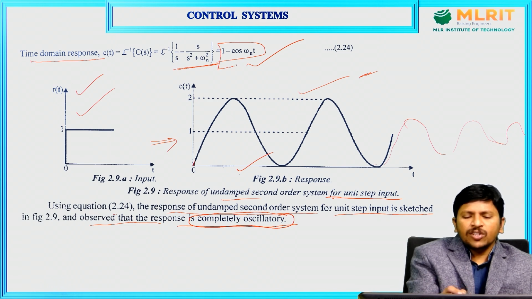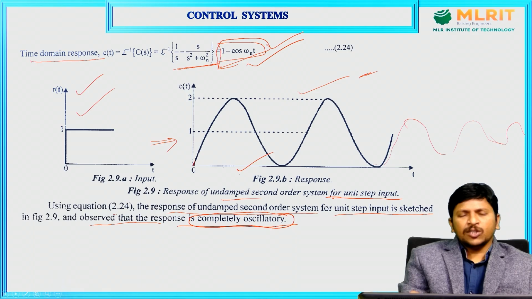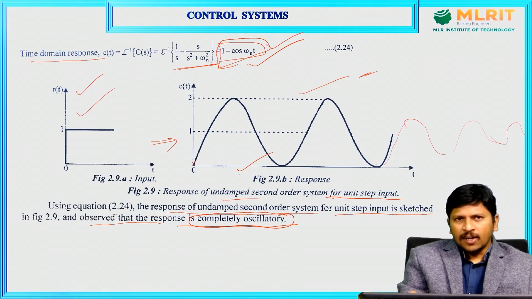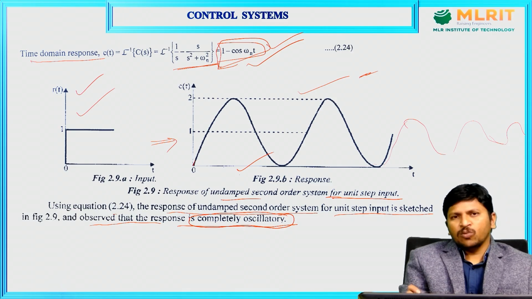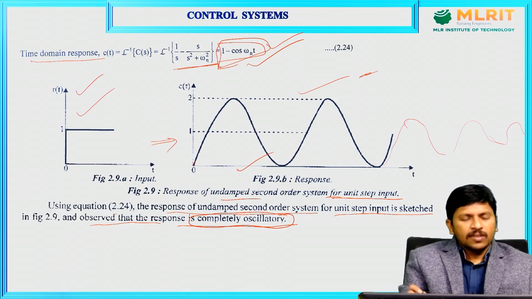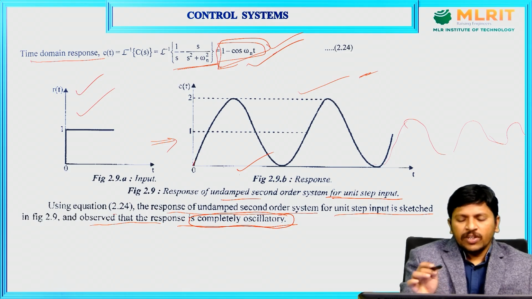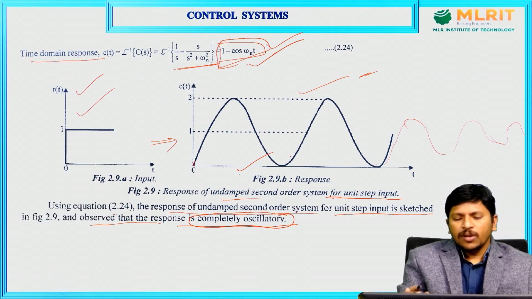After the derivation, the transient or time response of the undamped second order system is 1 minus cos omega n t. This equation is very important, and the graph also. From that graph we observe that the output of the undamped second order system for unit step input is completely oscillatory. You can remember all these words also.